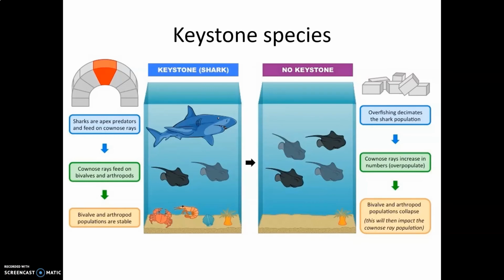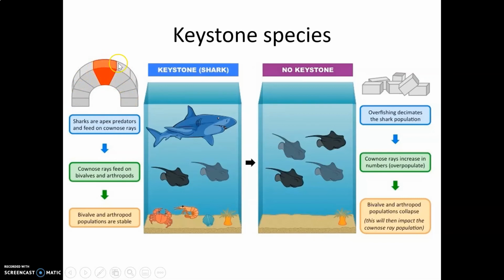And here is another concept that we can use when we want to describe how species living in the same habitat, being part of the same community, how they affect each other. And that concept is a keystone species. And if we start by looking at this picture here, then we can see that this up here is the keystone, and the keystone is what holds this whole structure together.